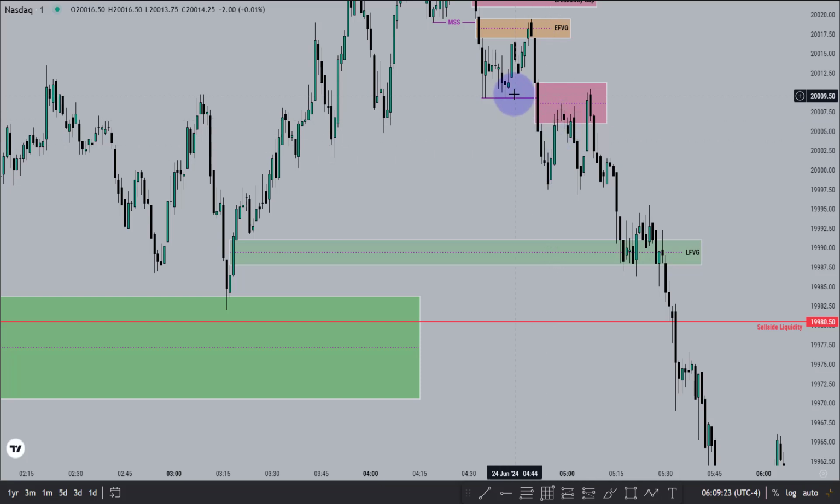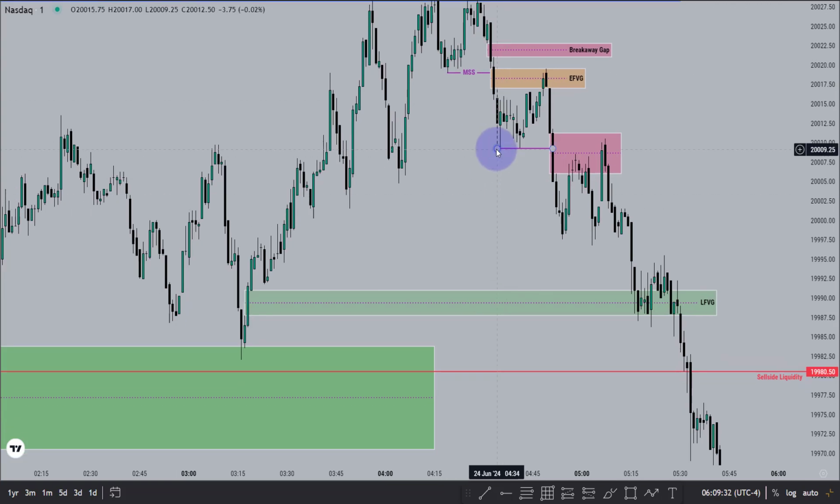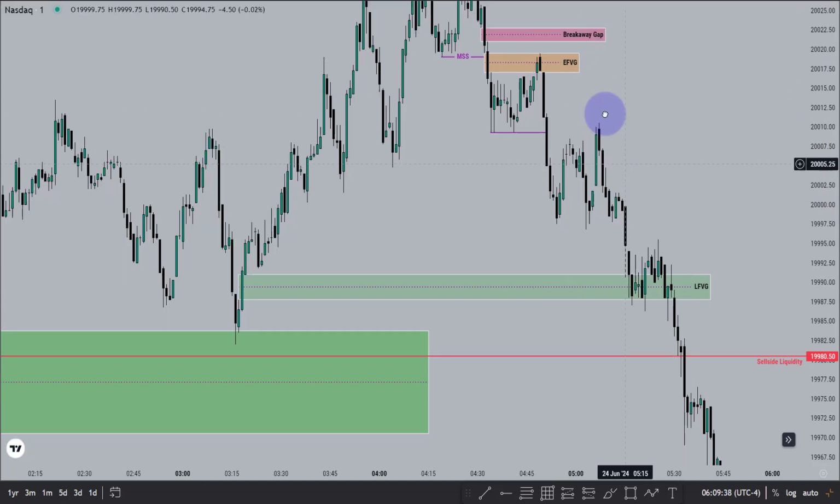Over here, after shifting, the market didn't reach that area. I don't need that one because this setup is inside that setup. All I was missing was the market structure shift over here. So there was no market structure shift. I didn't participate in that trade as well.